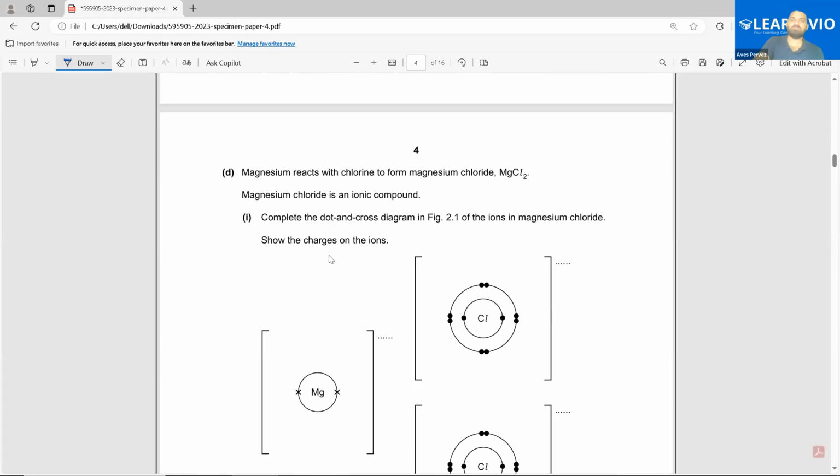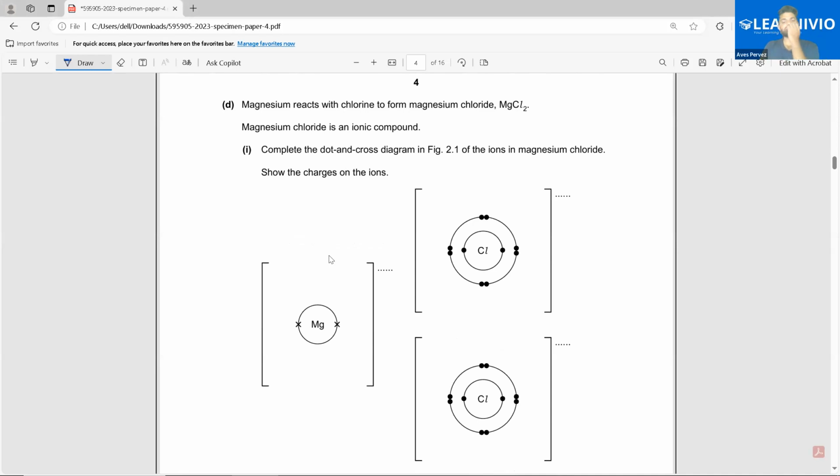Magnesium reacts with chlorine to form magnesium chloride, MgCl2. Magnesium chloride is an ionic compound. Complete the dot and cross diagram of the ions in magnesium chloride. Show the charges on the ions. MgCl2.